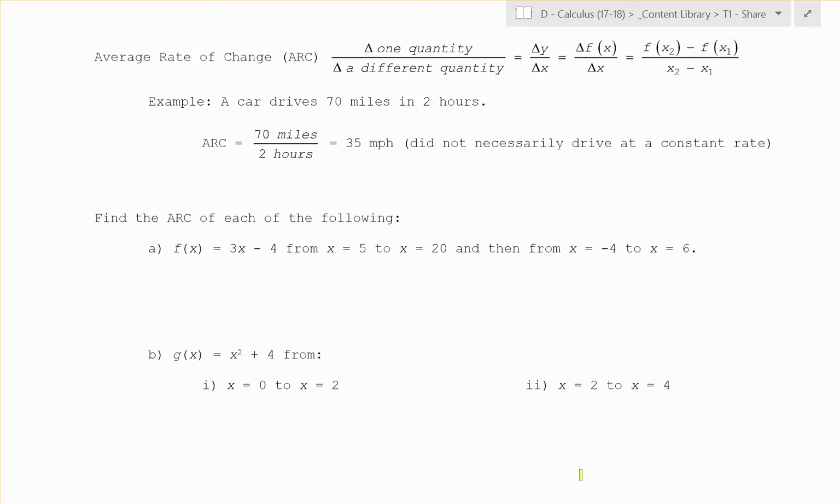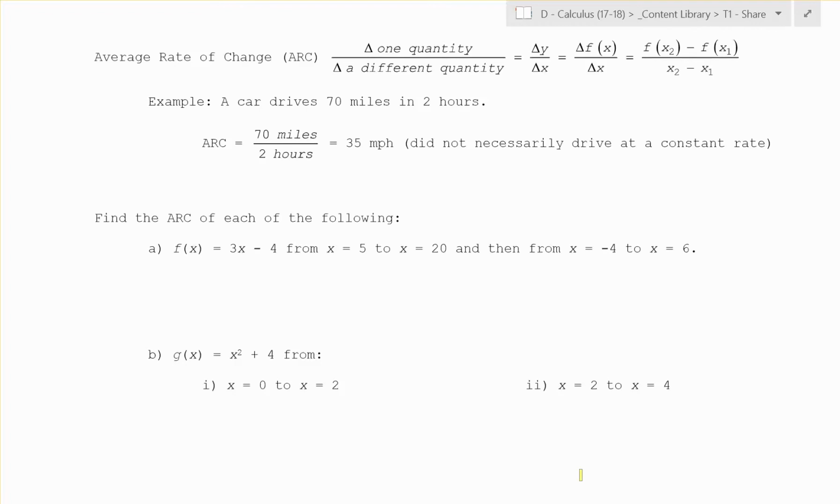Welcome to day 10 of calculus. Today we're going to talk about average rate of change. If you remember one thing from today's video, please remember that it's quite frequently the case that finding the average rate of change is as simple as finding the slope between 2 points.